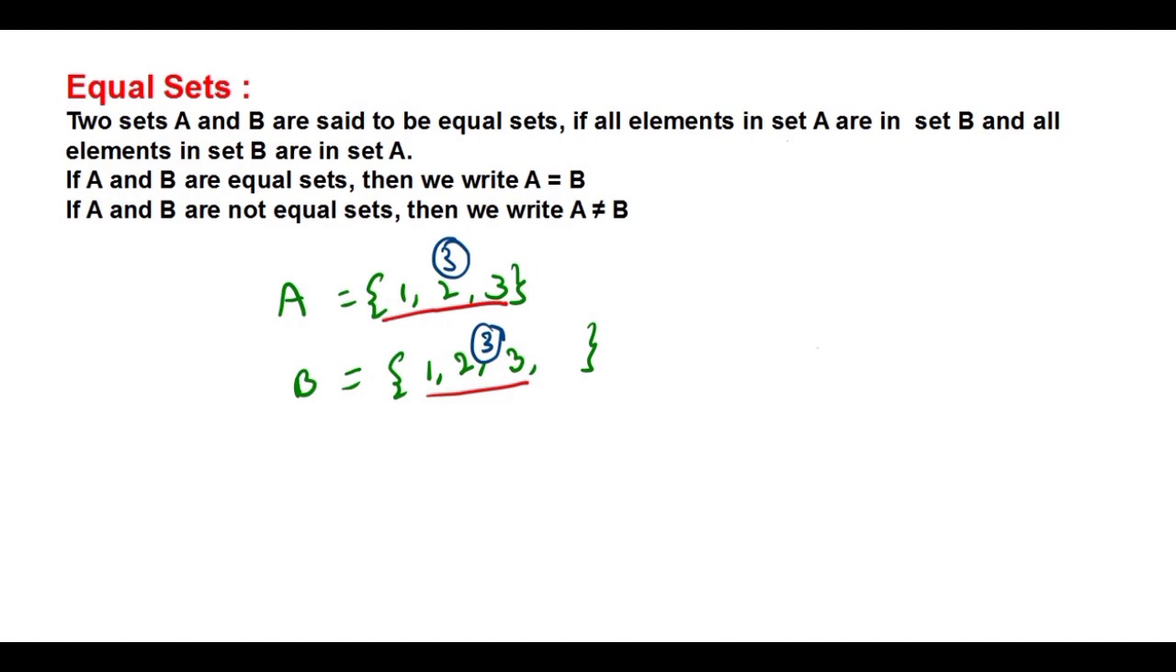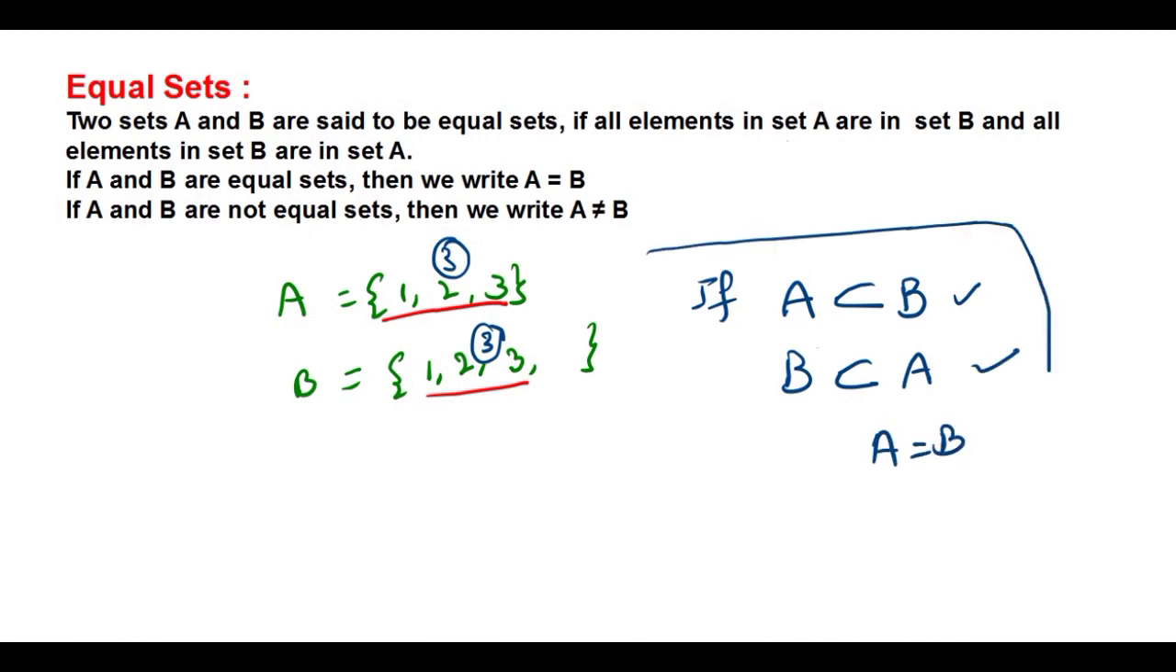Generally we write: all the elements of set A are in set B means A subset B. All the elements of set B are in set A means B subset A. So if you see A subset B and B subset A, then we call A equal to B. It's a very important point. If A subset B and B subset A, then A equal to B. So this is about equal sets, right?